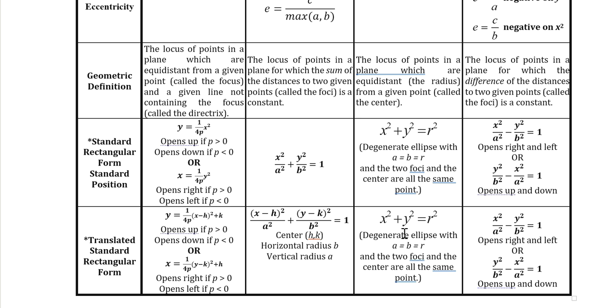Geometrically, these have definitions. The locus of points in a plane which are equidistant from a given point called the focus, and a given line not containing the focus called the directrix, is a parabola. The locus of points in a plane for which the sum of the distances to two given points called the foci is a constant is an ellipse. The locus of points in a plane which are equidistant, the radius, from a given point called the center is a circle. And the locus of points in a plane for which the difference of the distances to two given points called the foci is a constant is a hyperbola.